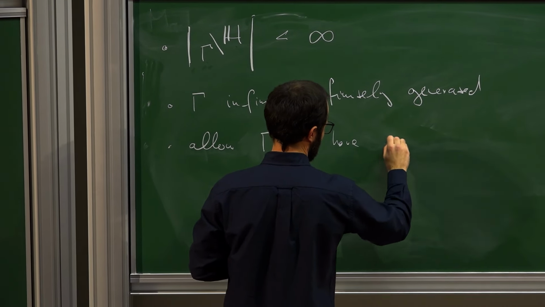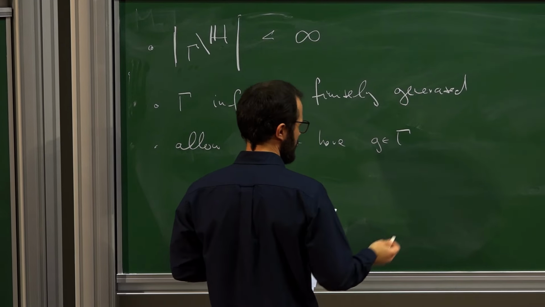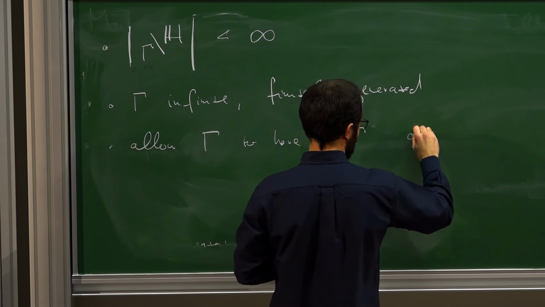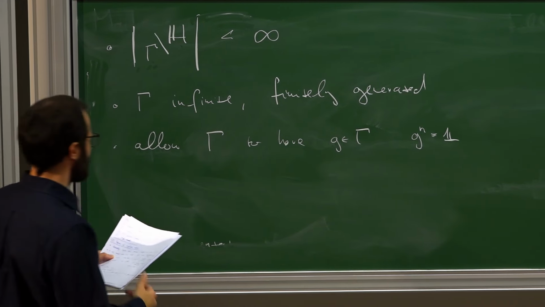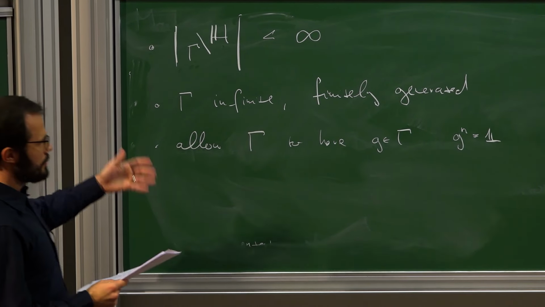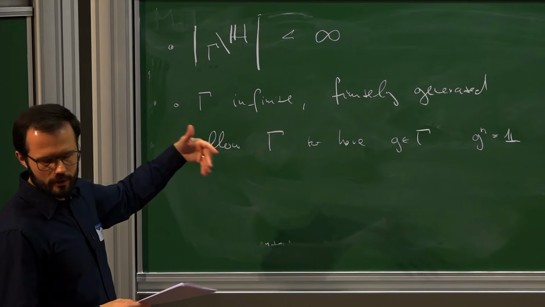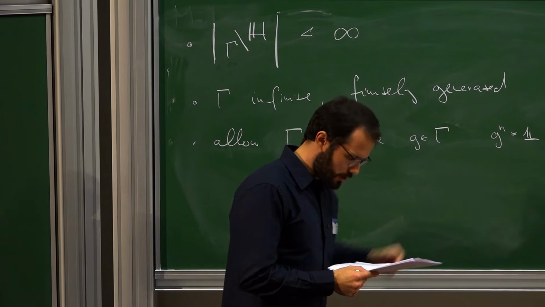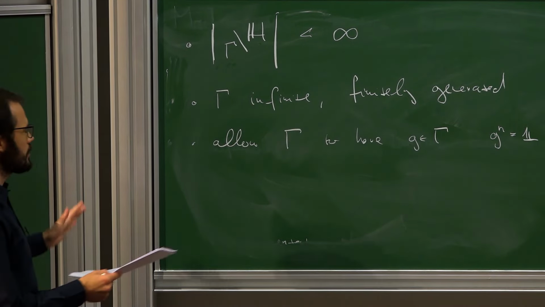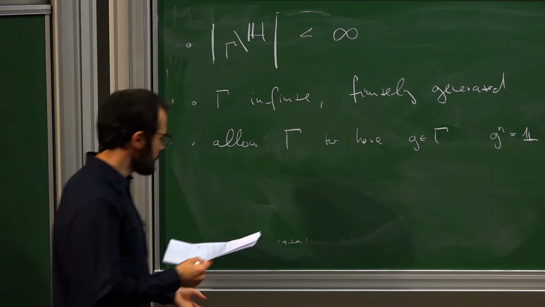To have, so there can be G in gamma such that G has some finite order, and this corresponds to the surface not actually being a surface, but being an orbifold. So the surface can have elliptic points, which arise from fixed points of these elements G. Okay, so this is the setting in which I'm going to be talking about.